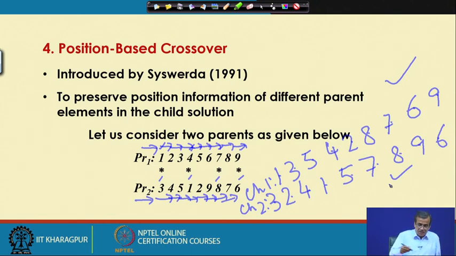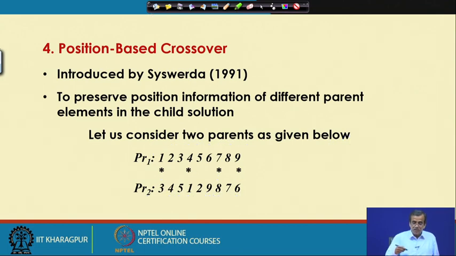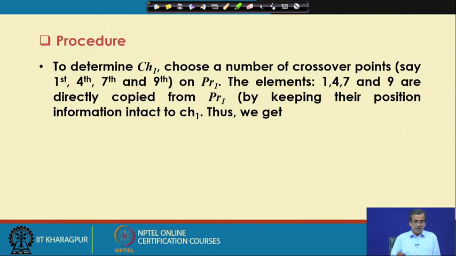Now, let me try to explain this particular principle once again, but before that, let me read the principle from the slide just to show you. To determine child 1, choose a number of crossover points, say 1st, 4th, 7th and 9th on parent 1. This I have already done. The elements 1, 4, 7 and 9 are directly copied from parent 1.